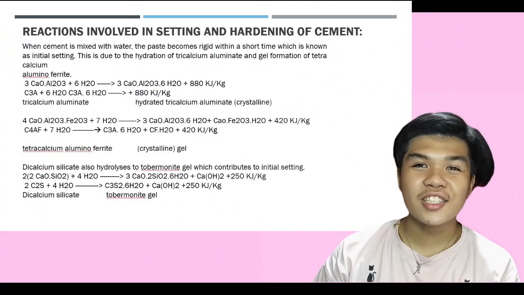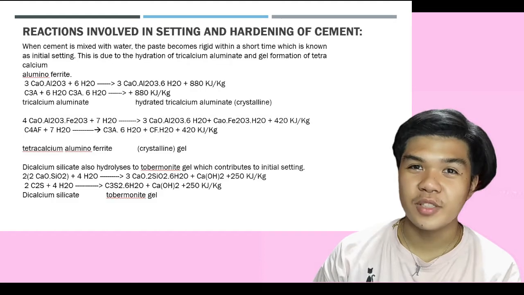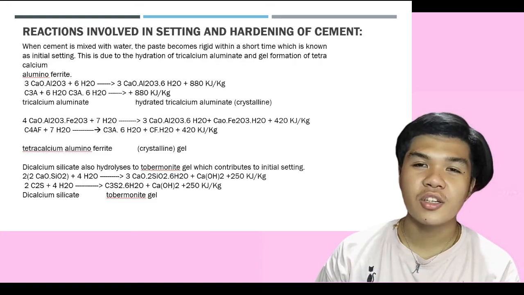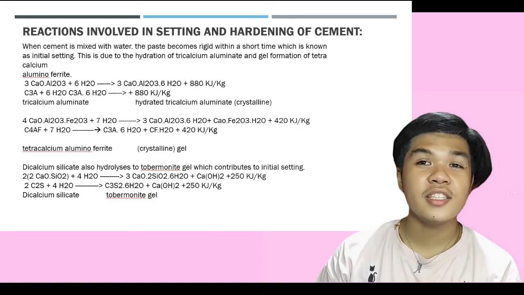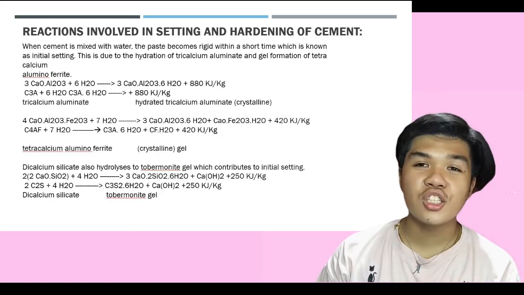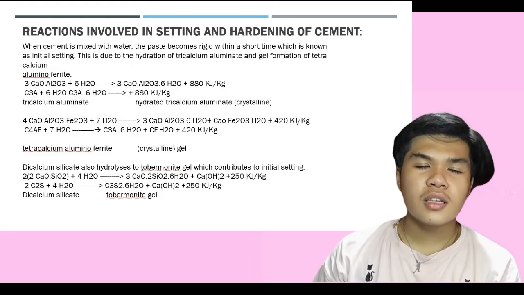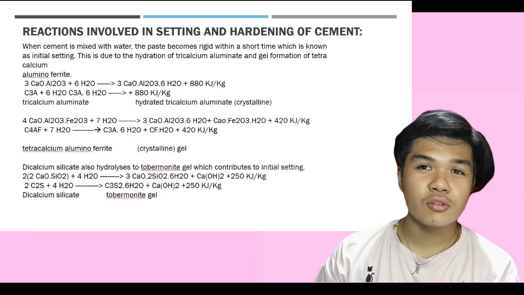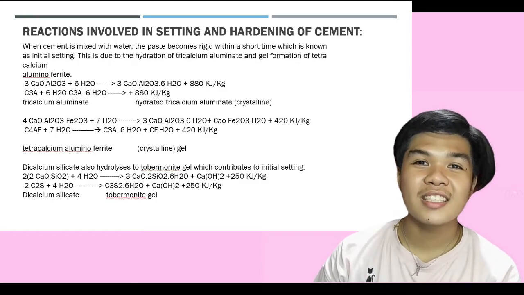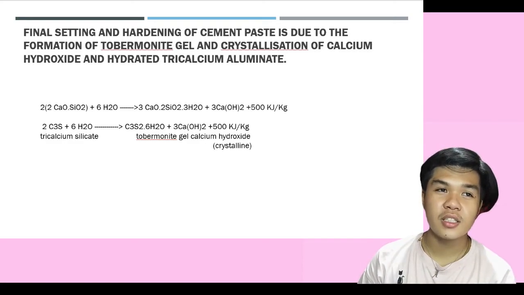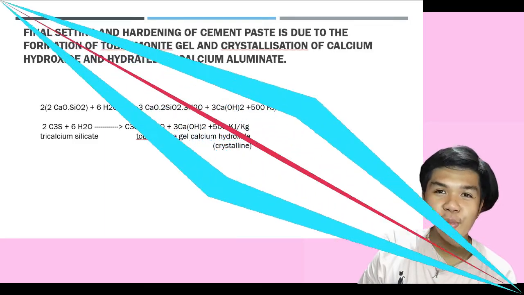I'm going to report the reactions involved in setting and hardening of cement. When cement is mixed with water, the paste becomes rigid within a short time, which is known as initial setting. This is due to the hydration of tricalcium aluminate and gel formation of tetracalcium. The calcium silicate also hydrolyzes to Vermilite gel, which contributes to initial setting. Next, the final setting and hardening of cement paste is due to the formation of Vermilite gel and crystallization of calcium hydroxide and hydrated tricalcium aluminate.